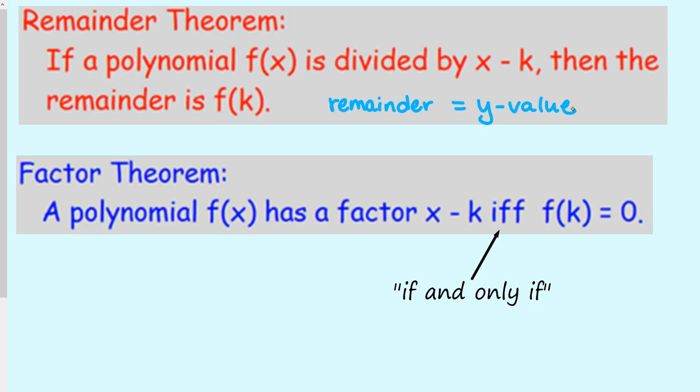And then a corollary of the remainder theorem is the factor theorem. If you get a function value of 0, that means you got a remainder of 0. That means you found a factor. You found something that went in evenly. So a polynomial f of x has a factor, x minus k, if and only if you got a function value of 0, so you got a remainder of 0. If and only if can also be shown with a double-headed arrow. It's called a biconditional. Goes both ways.